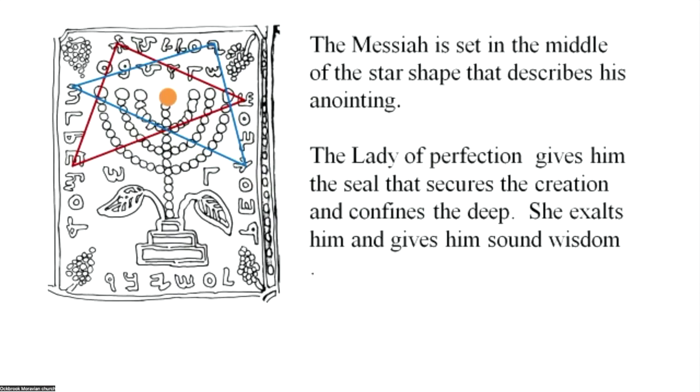And so the Messiah is set in the middle of the star shape that describes his anointing. The Lady of Perfection gives him the seal that secures the creation and confines the power of the waters. She exalts him and she gives him sound wisdom. You remember the disciples' question after Jesus calms the storm on Galilee and calms the raging waters, who is this that the winds and the waves obey him?